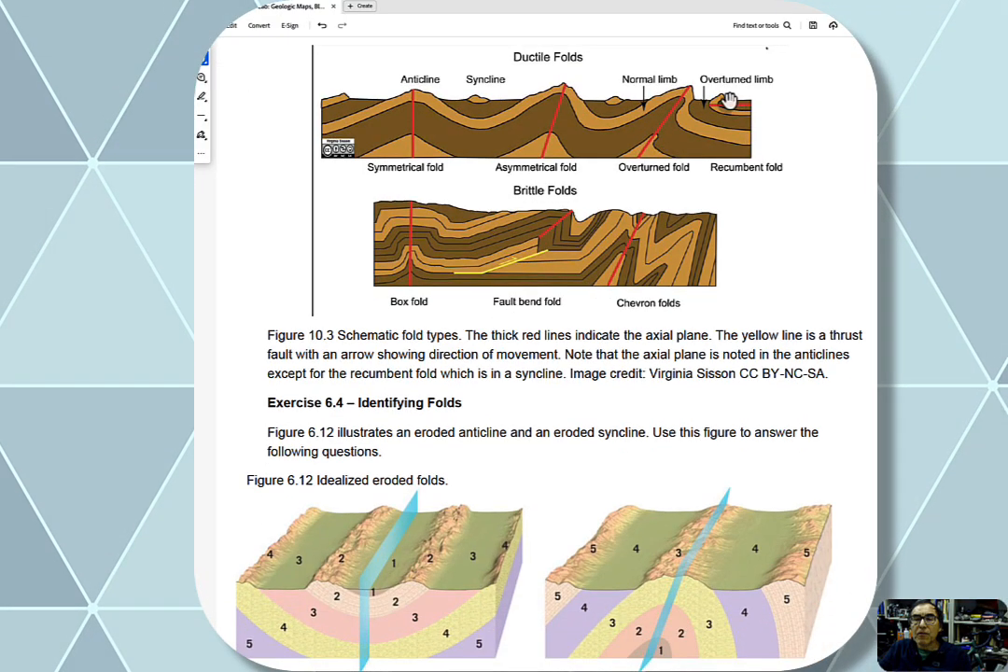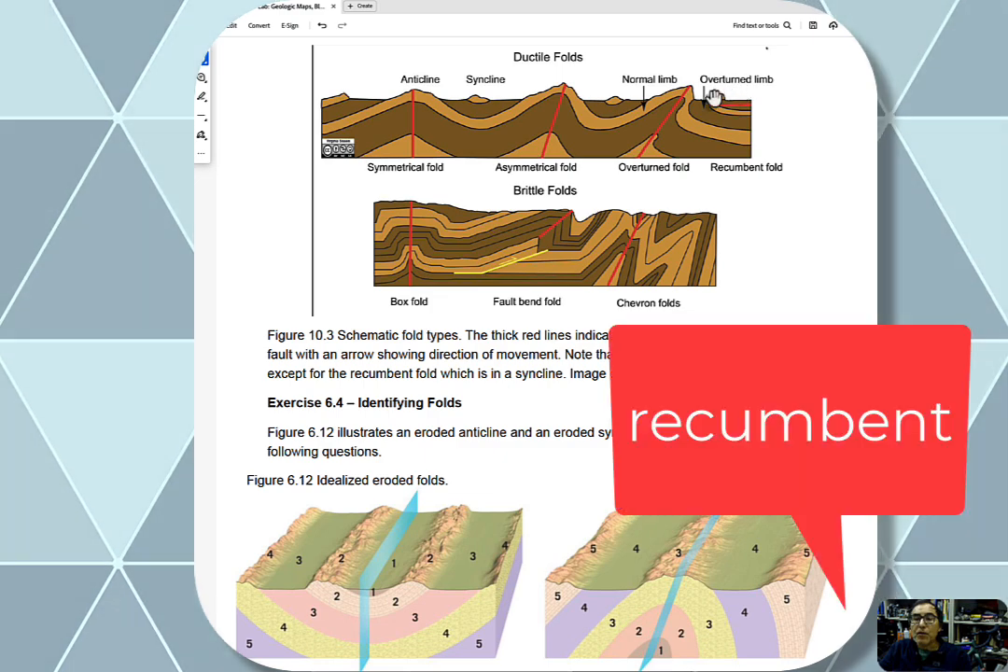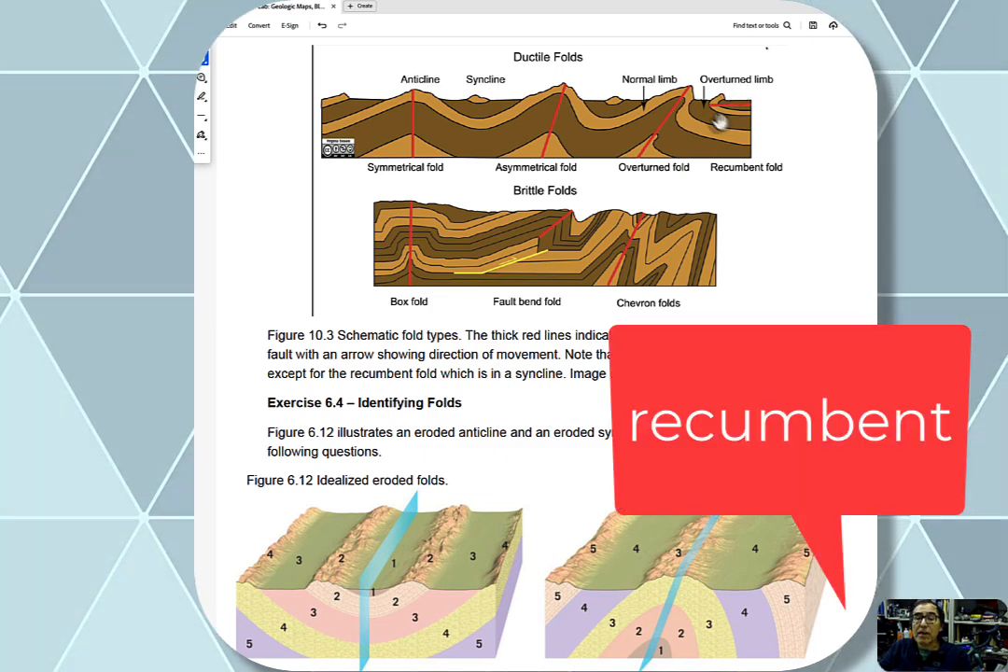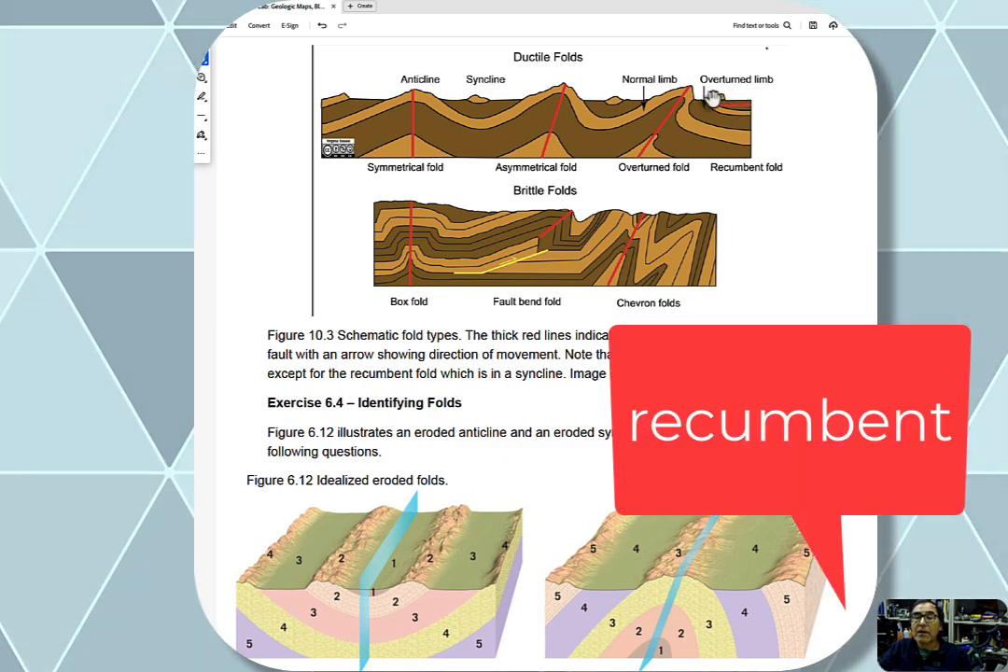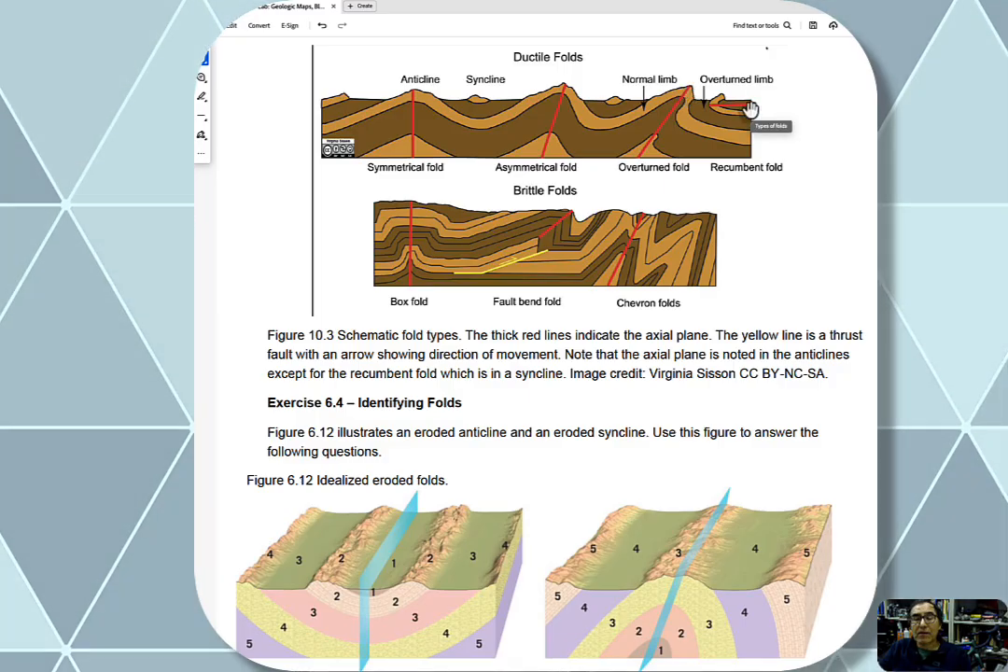Overturned folds. Sometimes these overturned folds are called recumbent, which are kind of lazy folds. They're kind of lying down. In other words, the axial plane is lying horizontally.